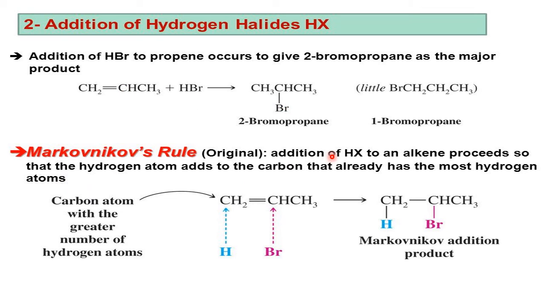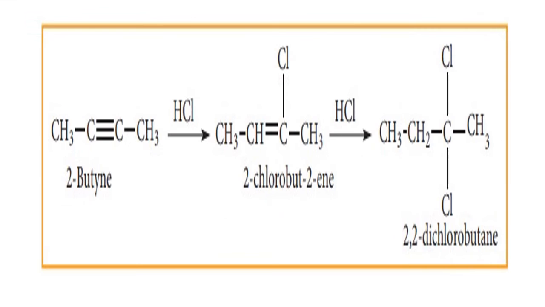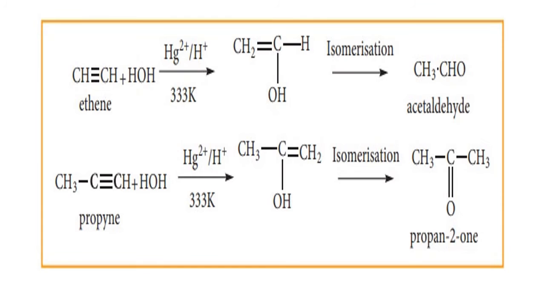Okay, Markovnikov's rule, previous discussion. Butyne, which is called symmetrical. H will add either here or here, not a problem at all. So for symmetrical, there is no problem at all. Only for the unsymmetrical. Okay, now with water. Water is H plus, OH minus. Symmetrical, no problem. Unsymmetrical, OH minus will go here.